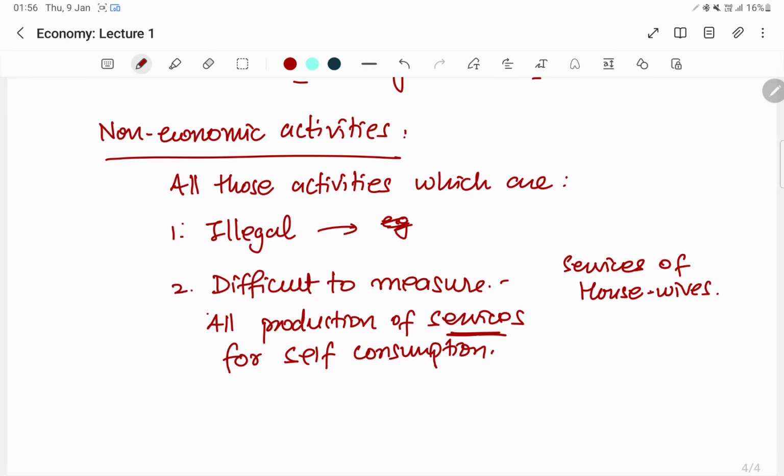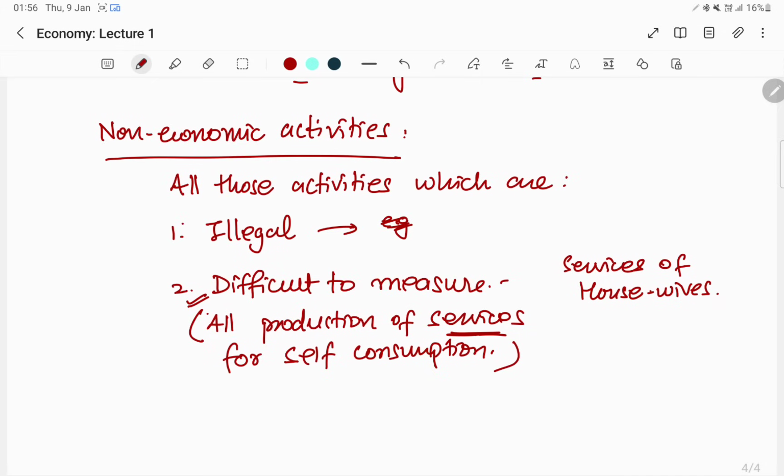What is happening is they are producing a lot of services, right? From making food, washing clothes, utensils, everything. But these are difficult to measure, you cannot assign value to it, right? So it is non-economic activity. Illegal activities and the activities which are difficult to measure, this is the kind of conclusion. All production of services for self-consumption is what?